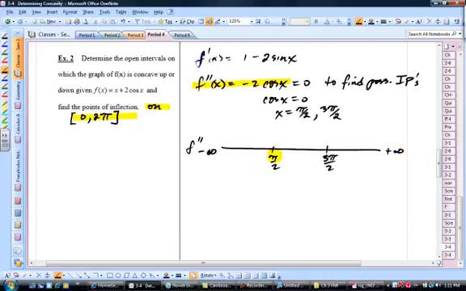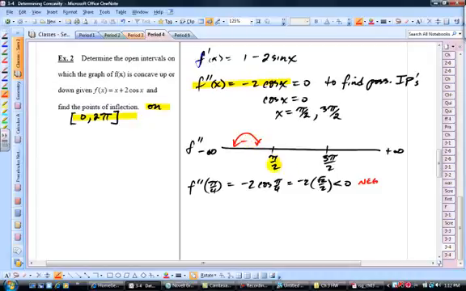Let's test our first interval from negative infinity to pi halves. I'm going to pick something in between there, like pi fourths. So f double prime of pi fourths, that's less than pi halves, is equal to negative 2 times cosine of pi fourths. Well, that's negative 2 times root 2 over 2, which is a negative number. It's less than 0. I don't care what it is, I just care whether it's positive or negative, because that tells me where it's concave up or down. Because it's negative there, it's concave down on that interval.